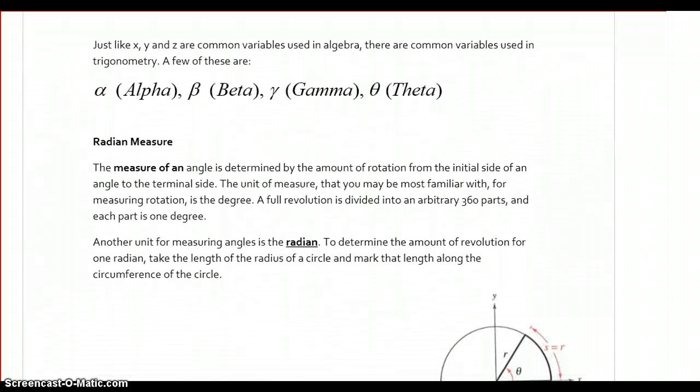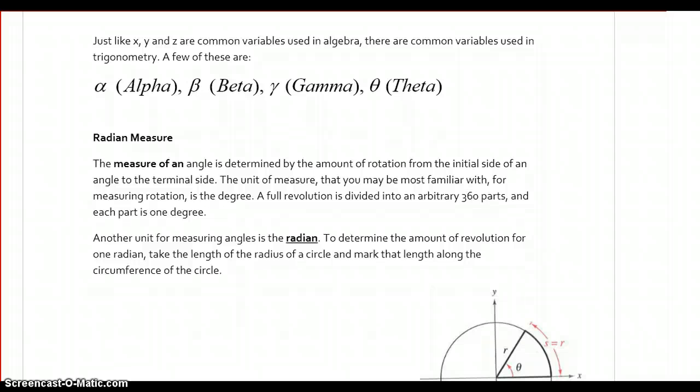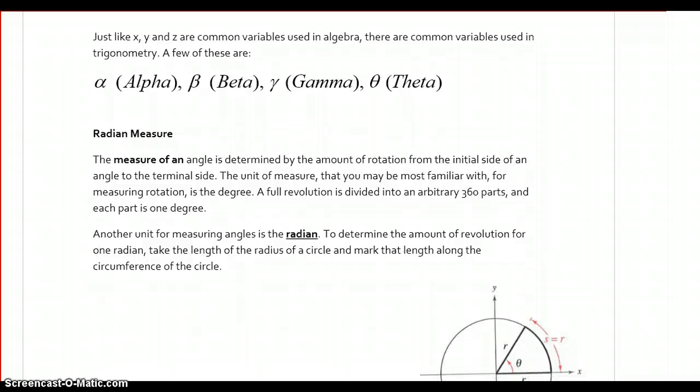Just some notational information. In algebra, we like to use x, y, and z as common variables. In trigonometry, we like to use lowercase Greek letters. So we'll use alpha, beta, gamma, and theta. Those are about the four that we'll use the most. We can use them interchangeably, just like we can variables in algebra.